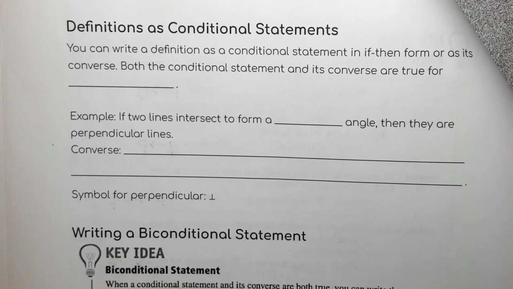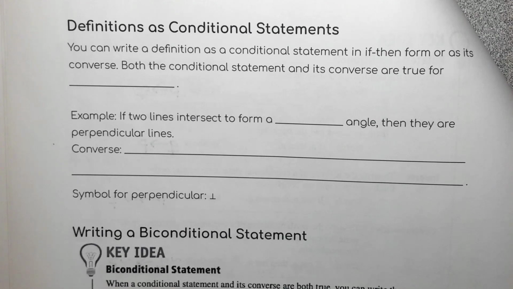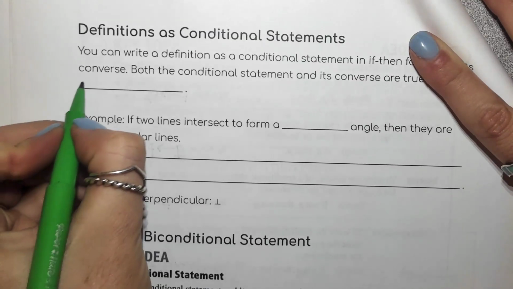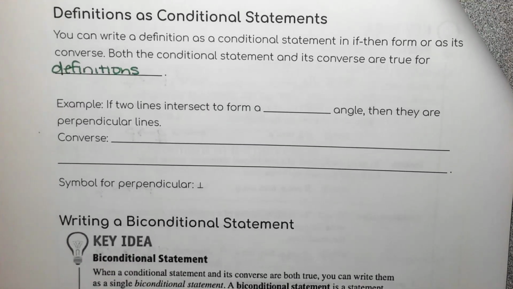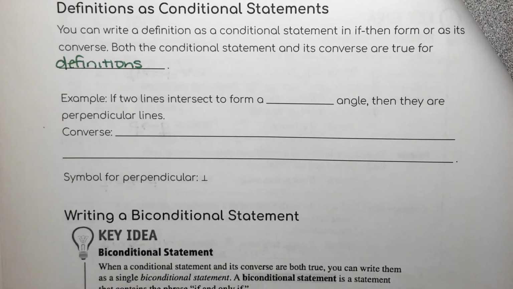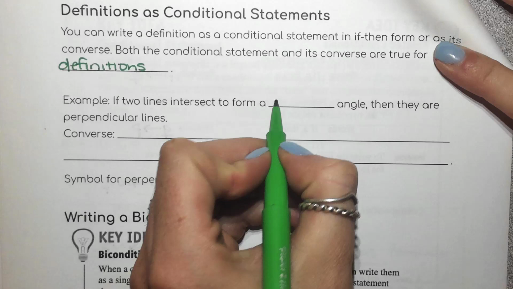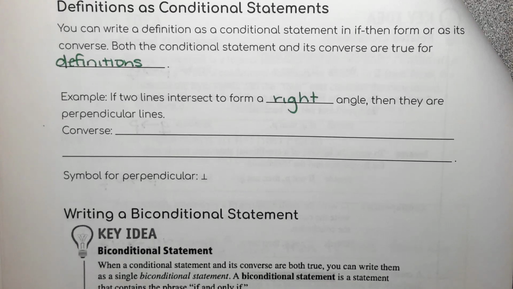Okay, so the definitions as conditional statements. We can write the definition as a conditional statement in if-then form and as its converse, because if it's true one way, it better be true the other way if it's the definition of something. Both the conditional statement and its converse are true for definitions. The example we have is: if two lines intersect to form a right angle, then they are perpendicular lines.